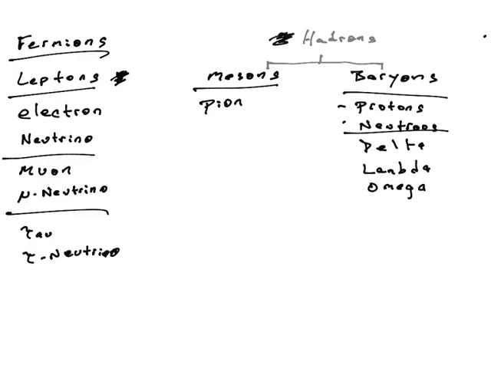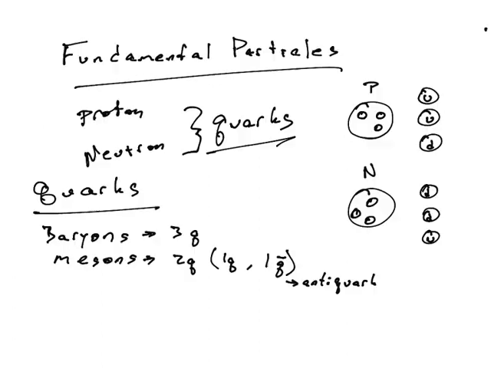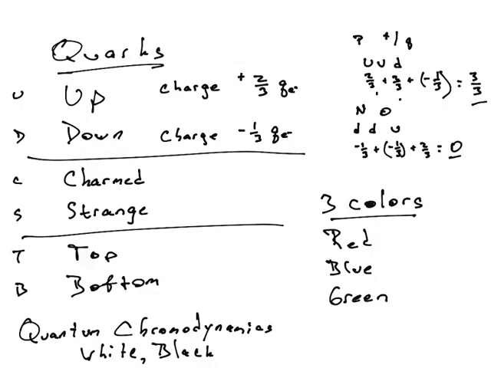The hadrons are broken up into two things: mesons, which are a quark and antiquark, and baryons, which are particles which have three quarks in them. We know the quarks themselves, because protons and neutrons and these particles are not fundamental, they're made of quarks. The quarks come in three families: up, down, charm, strange, top, bottom.